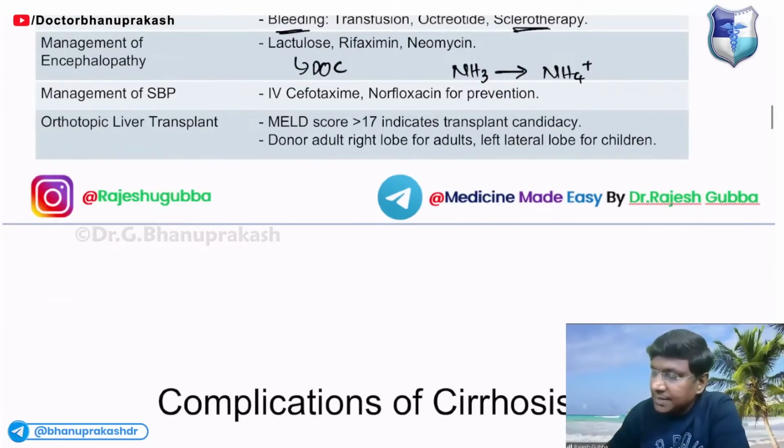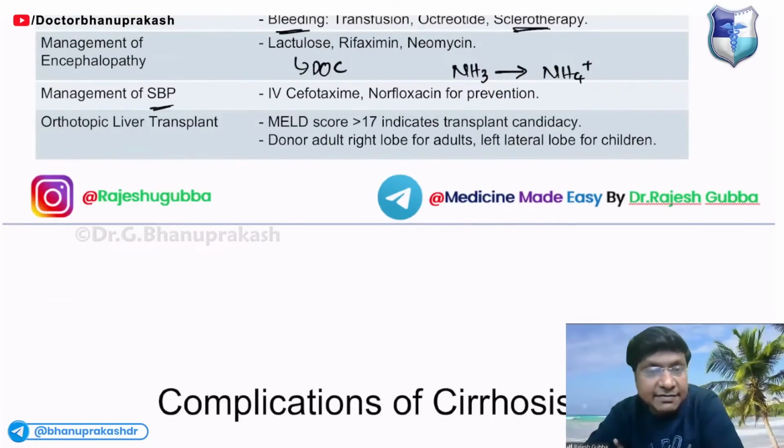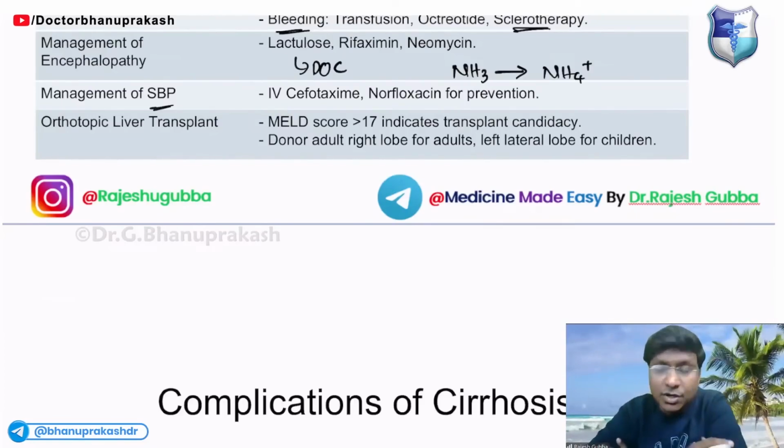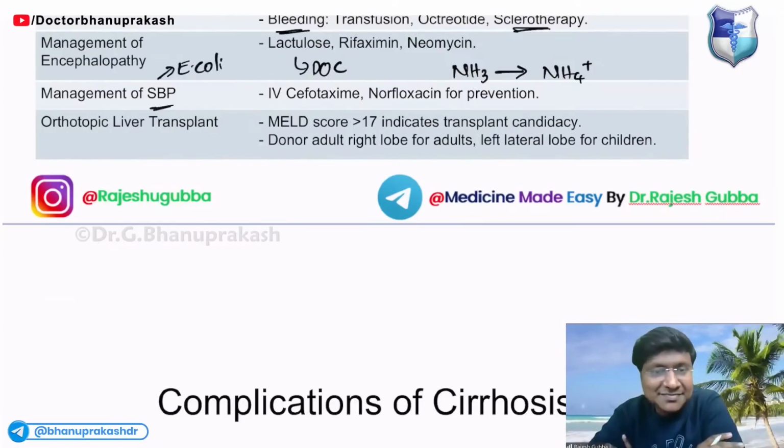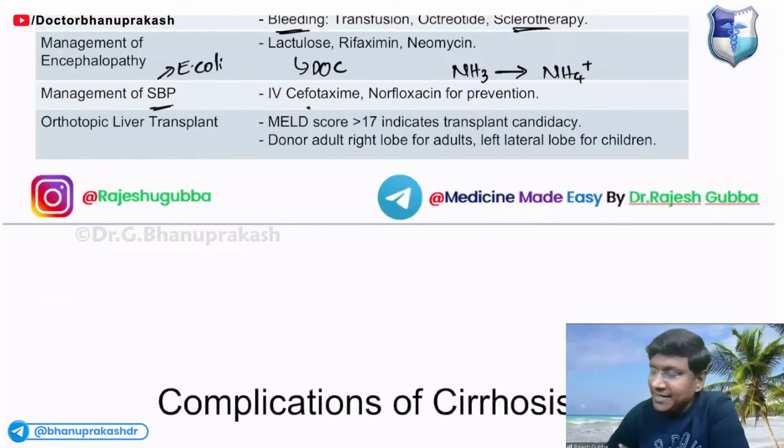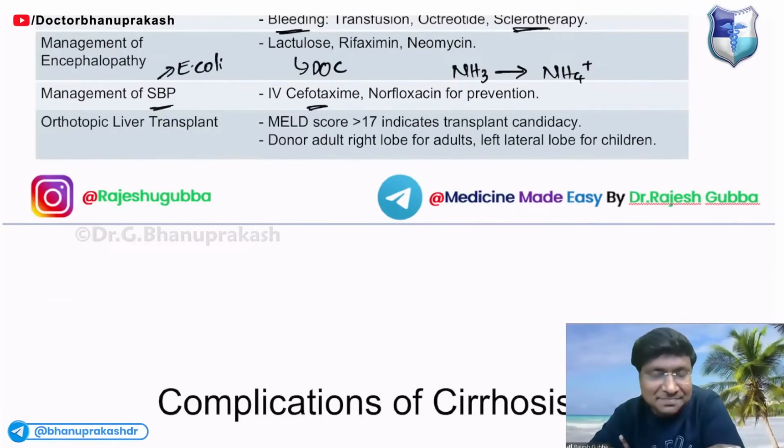Okay, next important is the development of spontaneous bacterial peritonitis. Now, what is the most common organism that causes spontaneous bacterial peritonitis? That will be Escherichia coli. What is the drug of choice that will kill your Escherichia coli? That will be intravenous cefotaxime. That is considered the drug of choice.